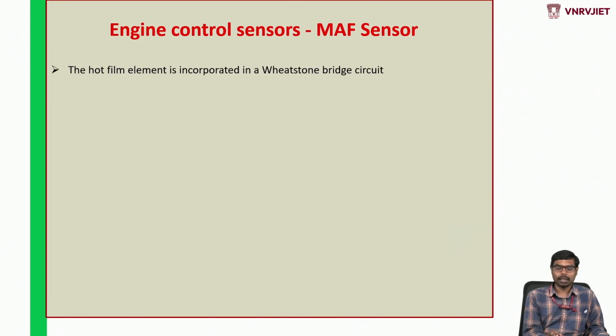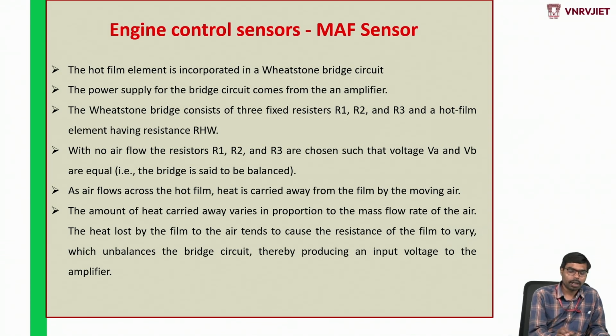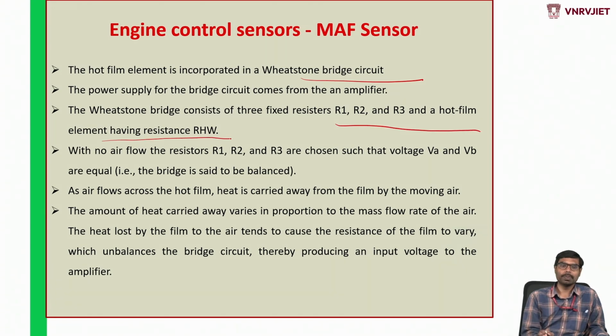So the same thing I mentioned here in terms of explanation. You can see the hot film incorporated in a Wheatstone bridge, with R1, R2 and R3, and the hot film element having resistance RHW. When there is no airflow, R1 and R2 are chosen in such a way that the voltages at A and B, VAB, are equal.